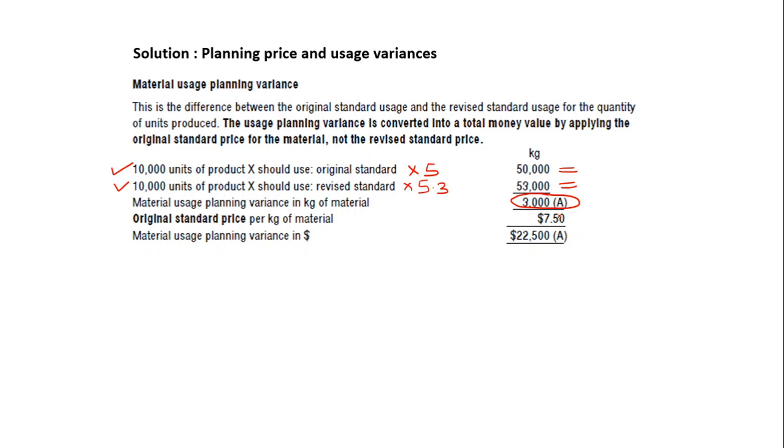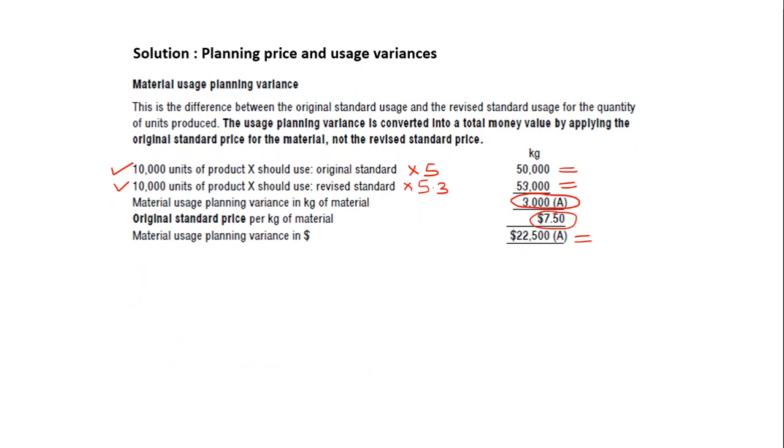Now remember how we calculate our material usage variance. It is simply the difference between what should have been used and what was used into your standard cost. That is your original cost of your material. So in this case, our original cost of material was $7.5 per kg. Remember, you're going to consider the original cost and not the revised cost. So 3,000 kgs into 7.5, you get again $22,500 adverse. And this is your planning usage variance. So now we have calculated two variances, that is planning price variance and planning usage variance.